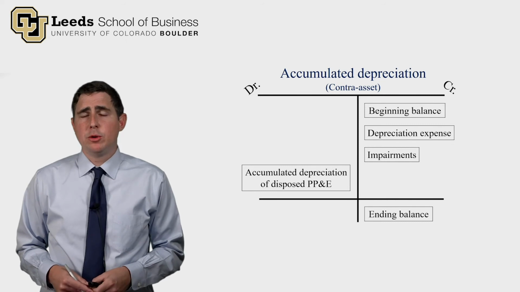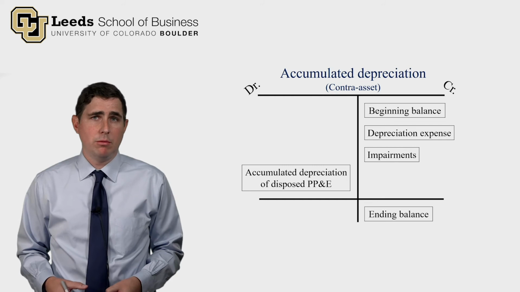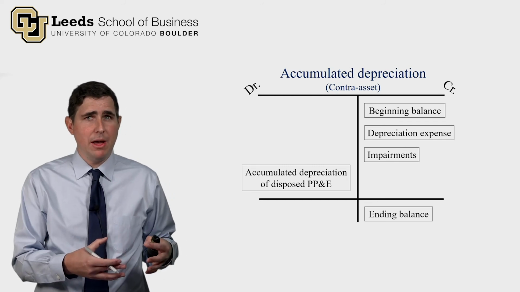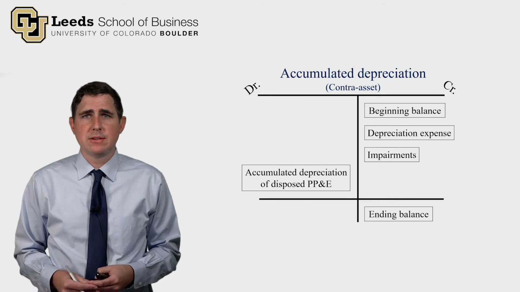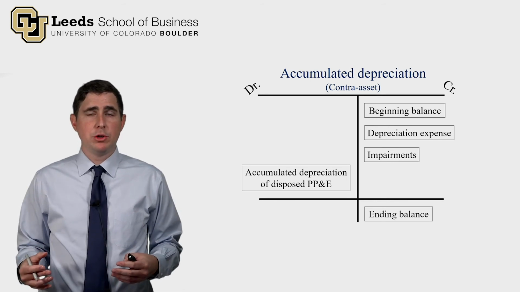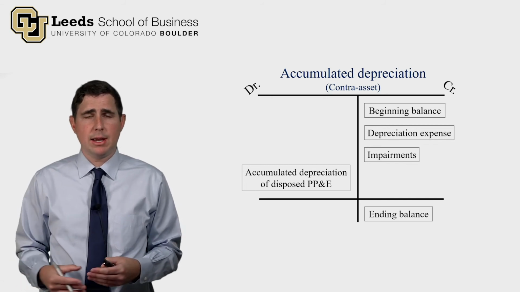Next, the accumulated depreciation account. Accumulated depreciation is a contra asset. So it's in the asset section of the balance sheet, but it's got a credit normal balance. So its beginning balance is a credit. It's accumulating depreciation expense. So when we record more depreciation expense, it increases the account.